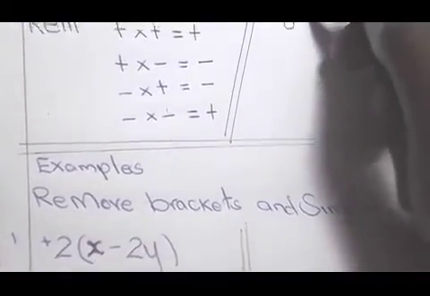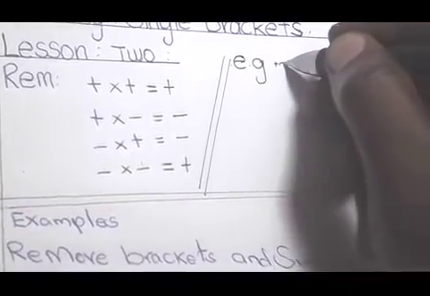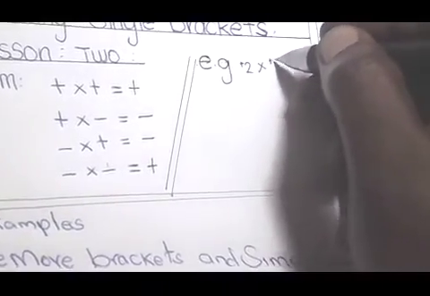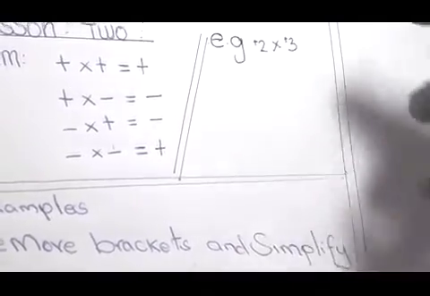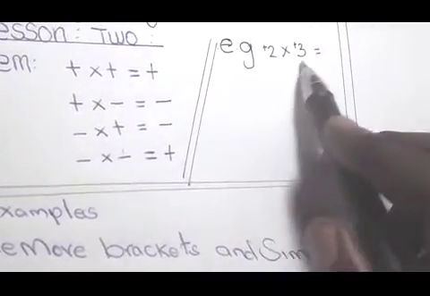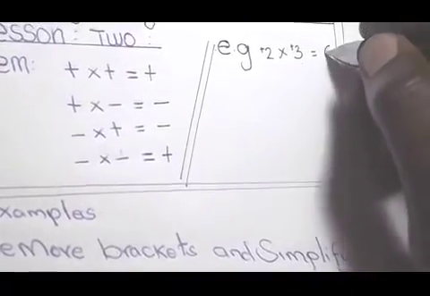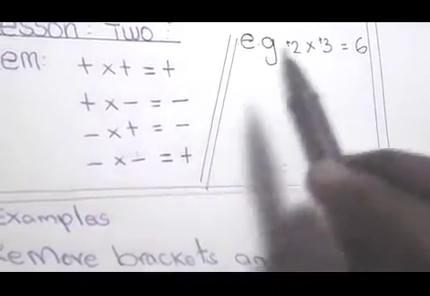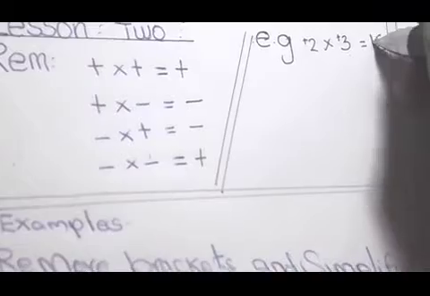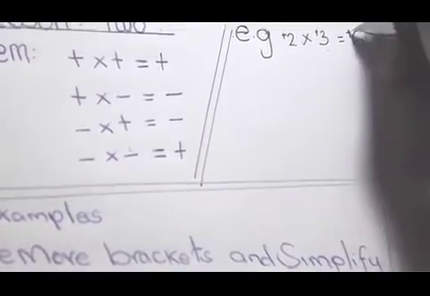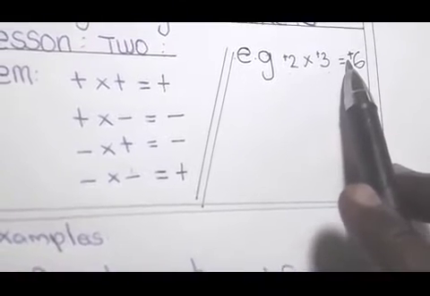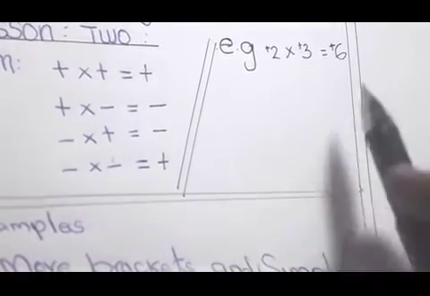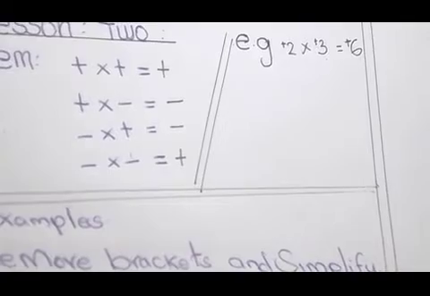For example, when they tell you positive 2 times positive 3, that is a positive times a positive, which, when we multiply these two numbers, gives us 6. But remember, a positive times a positive must be a positive. And remember that any number written without any sign is a positive number. So I can write it as 6, with the sign silent.